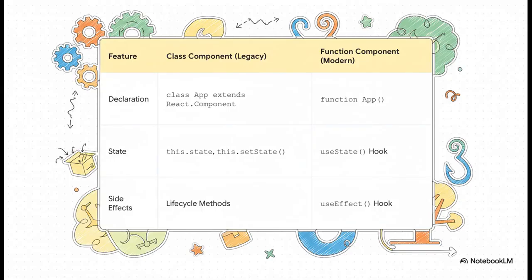And I mean, just look at this comparison. It says it all, right? On the left, you've got the old way with class components. Lots of this keywords, constructors, lifecycle methods. It's a lot of boilerplate. On the right, the modern function component with hooks. It does the exact same thing, but it's cleaner, more direct, and just way easier to read and understand. It's no wonder the whole community jumped on board.